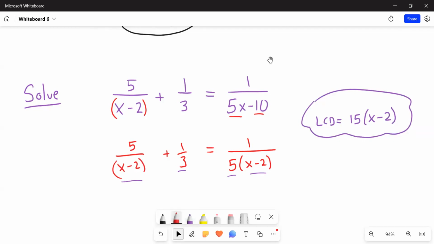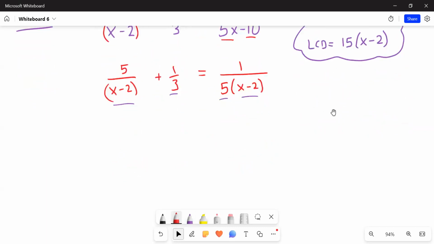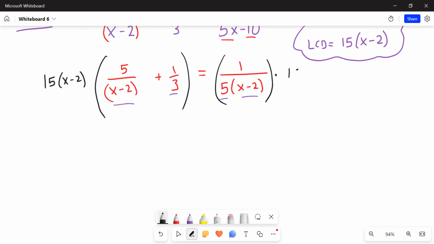So employing the clearing fractions technique, we're going to multiply both sides of this equation by that. On the left-hand side, we'll multiply that by 15 times x minus 2. And we'll do the same thing on the right side. We'll multiply this times 15 times x minus 2. I'm going to actually begin on the right-hand side because it looks a little faster. Notice this x minus 2 and this x minus 2 will simplify. And we're just left with 1 times 15, which is 15 divided by 5. And that will be just a whole number 3. That cleans up really nicely.